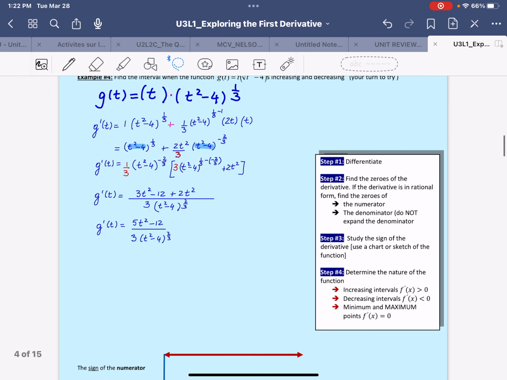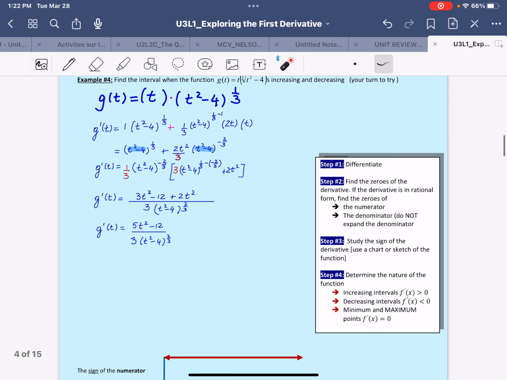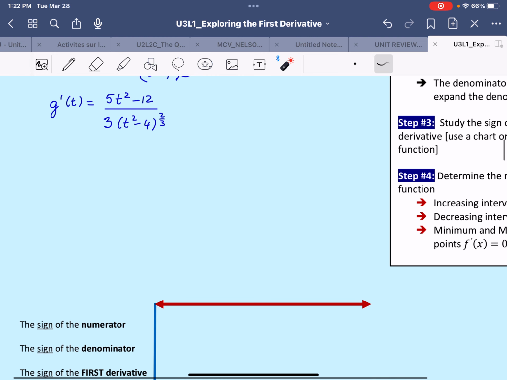So we have to study the sign by making both numerator and denominator equal to 0. The reason why we want to make them both 0 is because we want to find the sign of numerator and denominator. And based on their signs, we'll determine the sign of the derivative. So we'll take care of the numerator first.